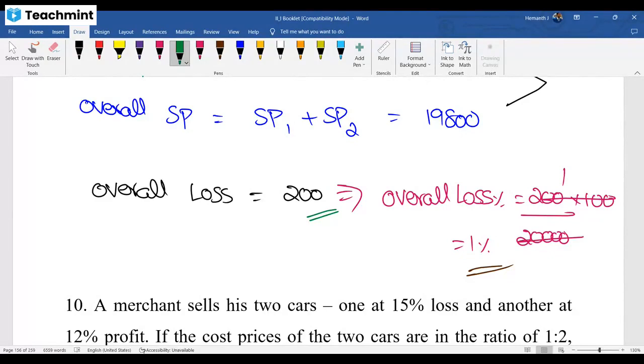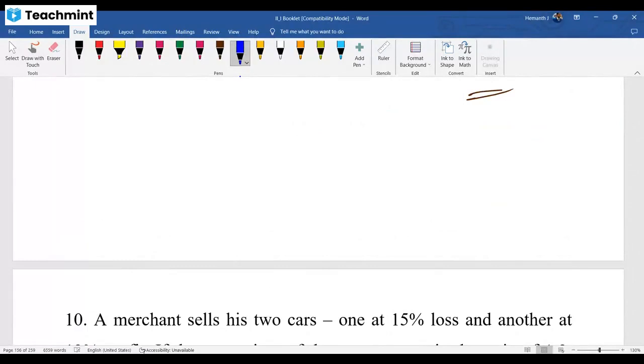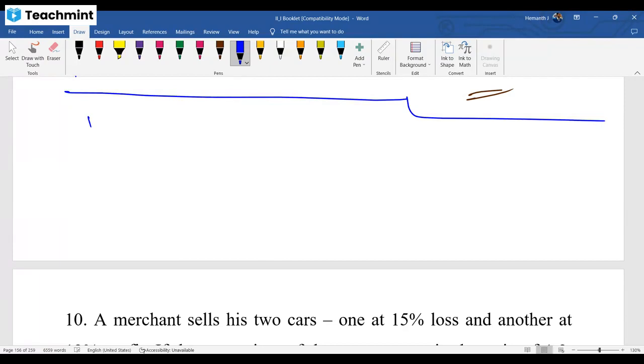Got this question clear? Shall I go for the next one? But before going for the next one, some people may find some formulas in your textbook related to this model. But there are terms and conditions if you want to apply a formula related to this question. There is one shortcut for this question, but the terms and conditions before applying it are: first condition, SP1 and SP2 both must be equal. In this question, are both equal or not? Yes.